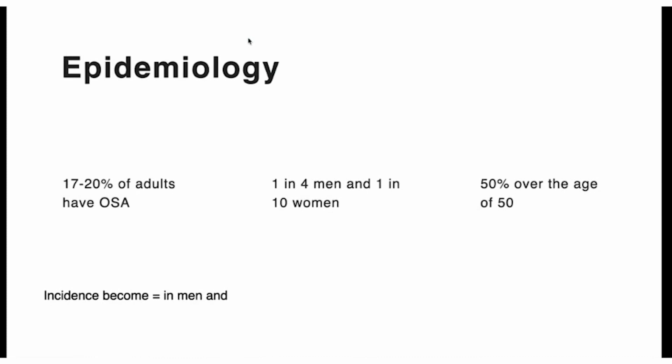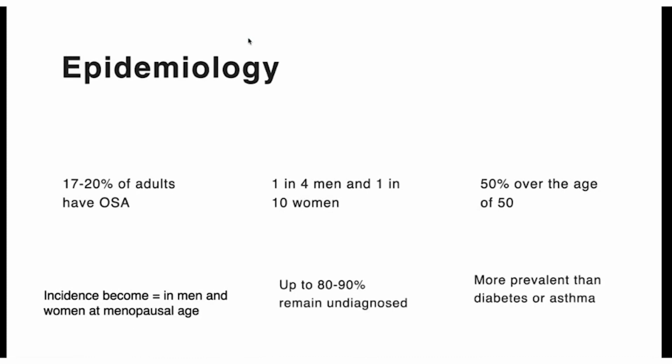And we wouldn't be here if it wasn't common. They say 1 in 4 men and 1 in 10 women, but many more, I think, are just not caught. I think the numbers are even higher than that. But 50% of the age over 50, the incidence becomes equal in men and women of menopausal age. And that is because progesterone helps keep the airway open. And as the progesterone decreases in menopause is when our airway starts to collapse.